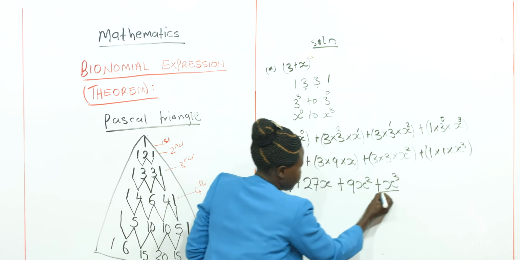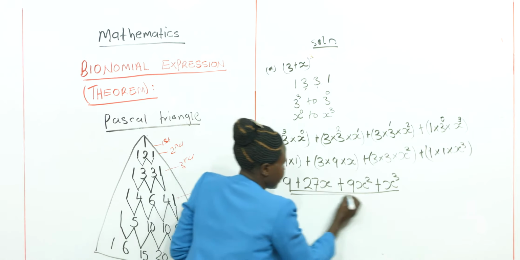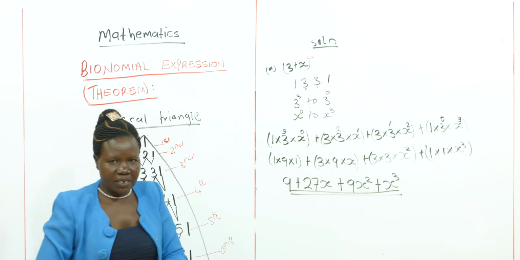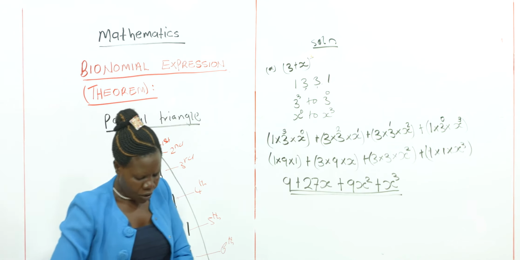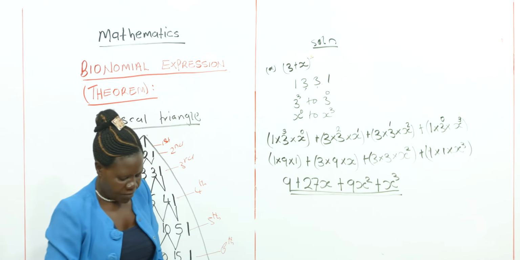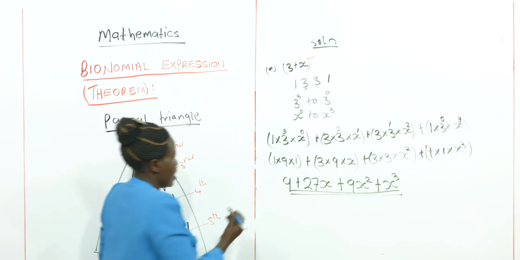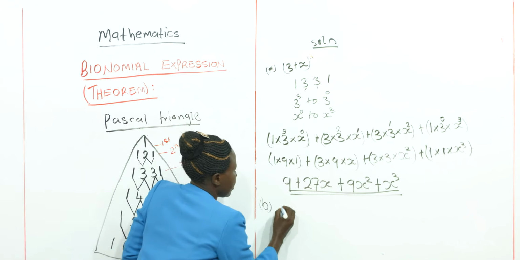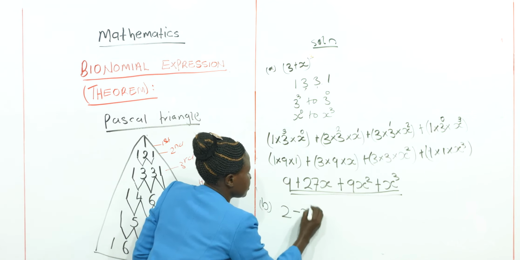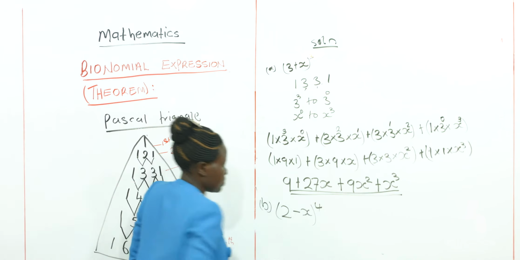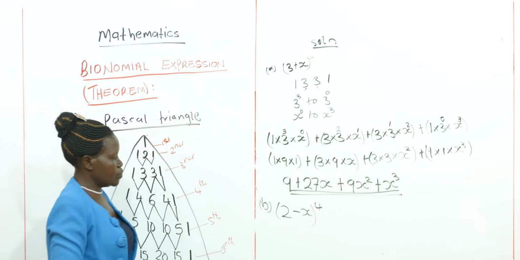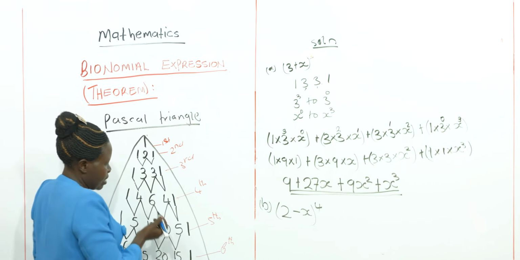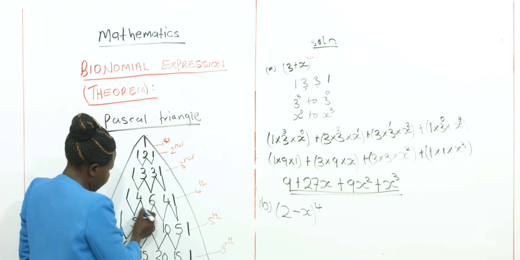So dear learners, this is your final answer. So that is how you expand using the Pascal triangle. So for part B, dear learners, I'm going to show you part B, which is 2 minus x raised to 4. So in our solution, we say first step you select the line of 4, the power, and our power is 4. That means we are going to select this.